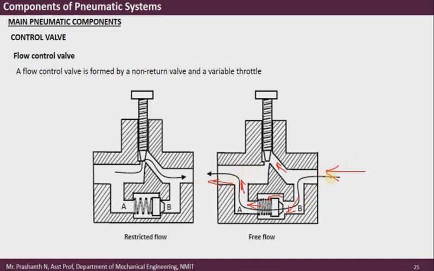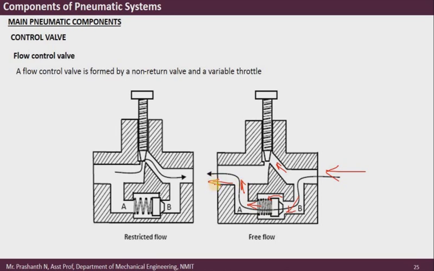That means the air is not throttled at the output. Now the reason why air would prefer to take this path rather than this path is that air always takes the path of least resistance. When air is inputted into this particular port, the air pressure pushes this ball, and as a result there is least resistance in this direction, and the air will escape.